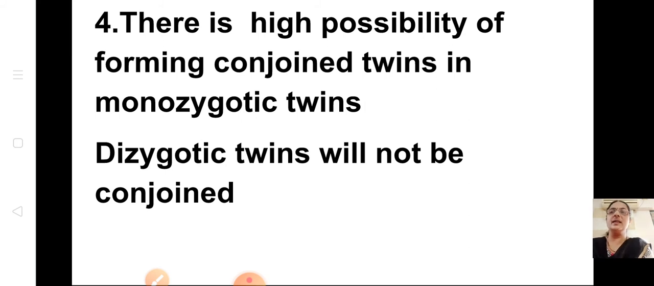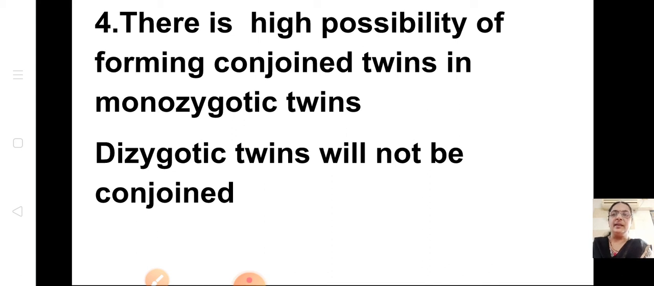And the fourth difference: there is a high possibility of forming conjoined twins in monozygotic twins, but dizygotic twins will not be conjoined because they develop separately. There is no chance of becoming conjoined twins in dizygotic twins. So you can note these points down, and in case a question comes in the boards like give the difference between monozygotic and dizygotic twins, you can write these points, elaborate them, or write them point-wise. That is more than enough.